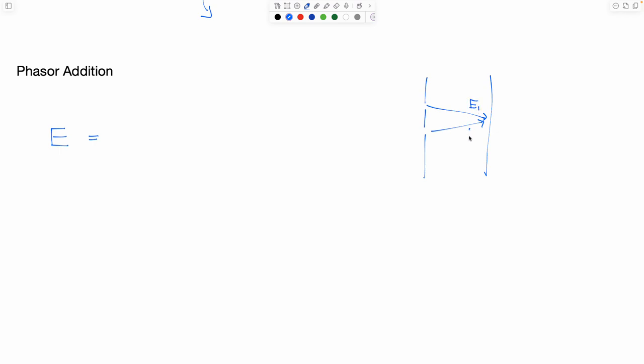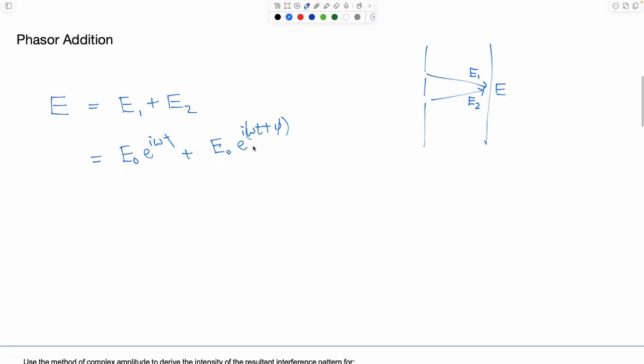So I'll call the light from one E1 and the other E2. Note that E1 and E2 are functions of time because they are oscillating. So we can write the light over here, E, as simply E1 plus E2 because of the superposition principle. And then we can do our phasor addition. So I can do E naught e to the i omega t plus E naught e to the i omega t plus some phase shift.